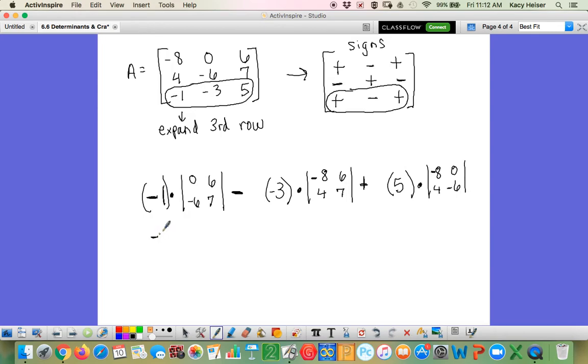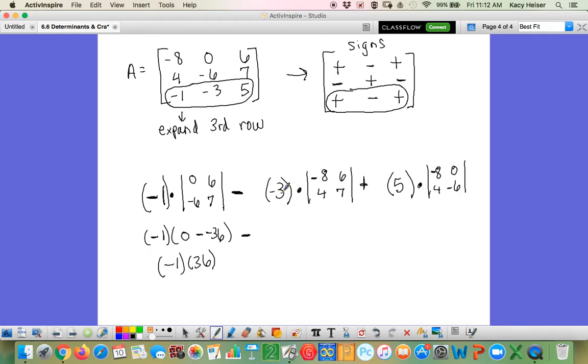So I'm going to take -1 and I'm going to multiply it by the determinant of this 2 by 2. And remember, determinant is main diagonal, so 0 times 7, which is 0, minus -6 times 6, which is a -36. So that's -1 times 36.